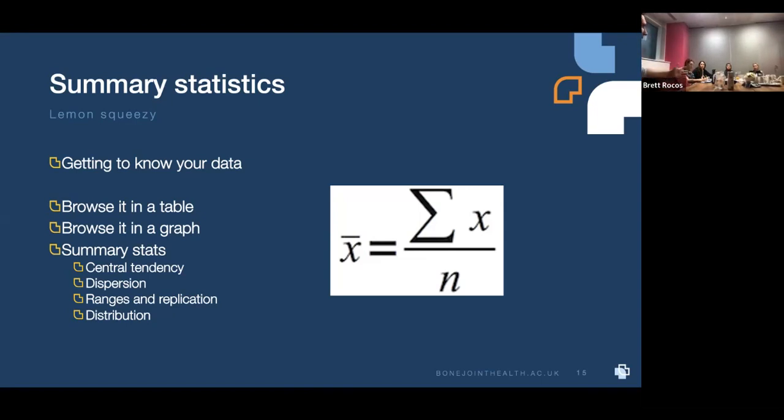Ranges go without saying what they are, the biggest and the smallest and so on. Replication, how often does each data value pop up? Is it really common to be 6 foot tall? Is it more common to be 5'5" or whatever? And your distributions, which Jamie said.